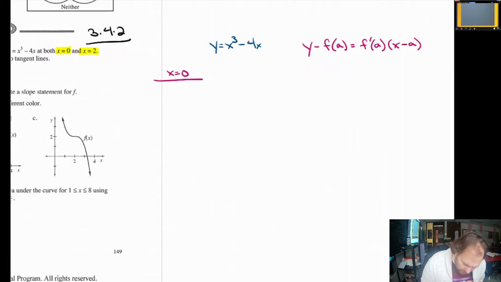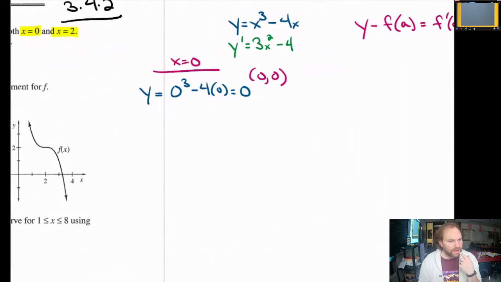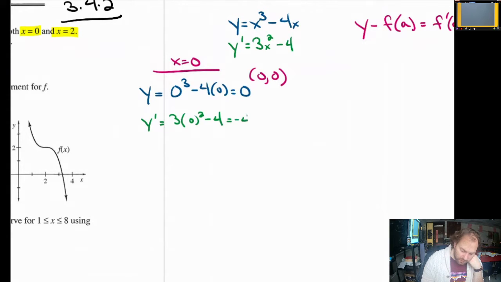In this case, the first thing we need to know is what y is when x is 0, which is incredibly easy to do. It's just going to be 0. So we know that the point 0, 0 is going to be on this curve. The next thing we need to know is the derivative. Let me write this up here underneath this, because we're going to use it in both problems. Y prime is going to be equal to 3x squared minus 4, like that. So we need to know what y prime is when x is 0, which is also very easy to do. It'll be 3 times 0 squared minus 4, in other words, negative 4.